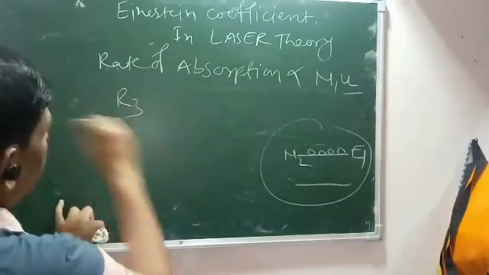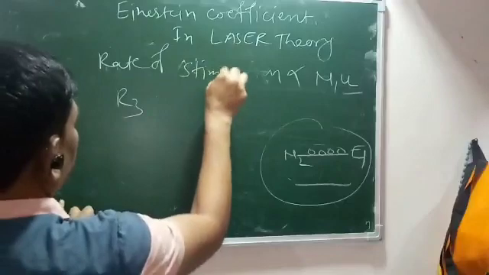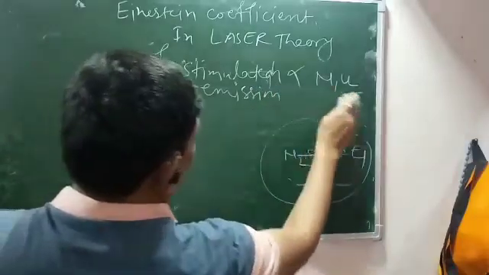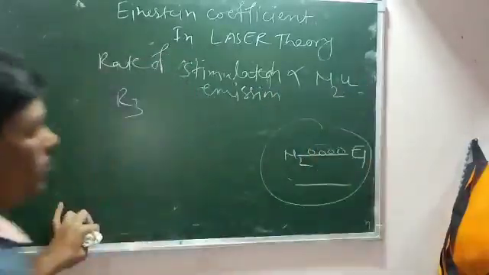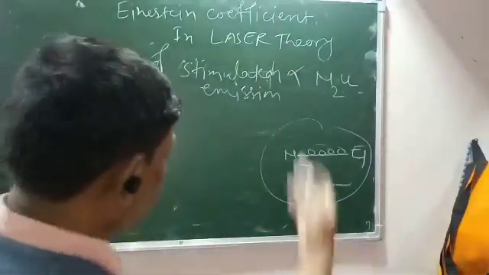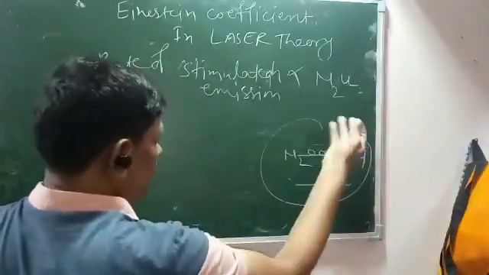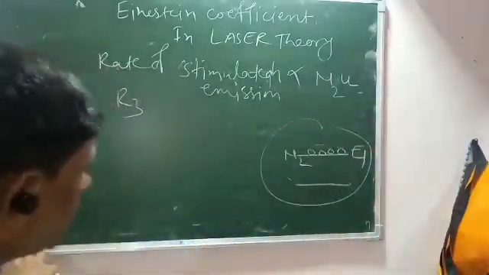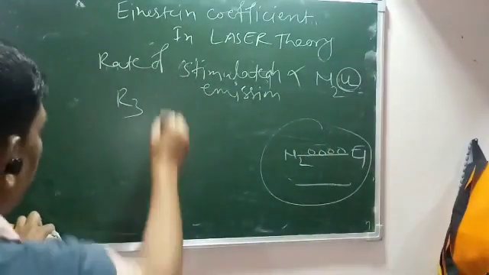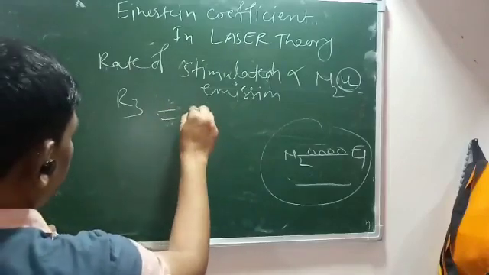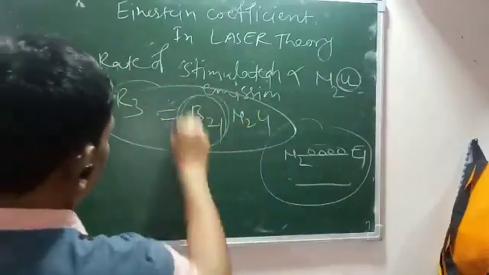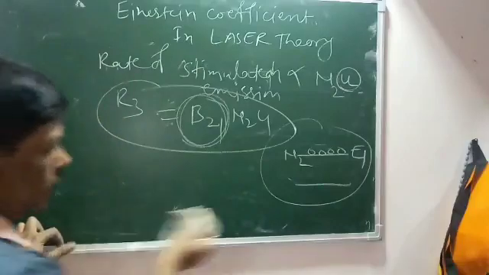So R3, the rate of stimulated emission, is proportional to N2 as well as U. Which particle is stimulated? The N2 particle, which belongs to the E1 energy state, and the external environment particle. So R3 is equal to B21 N2 U. Here B21 is called the Einstein stimulated coefficient.